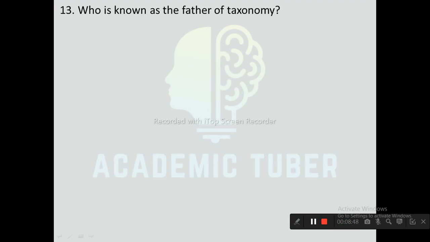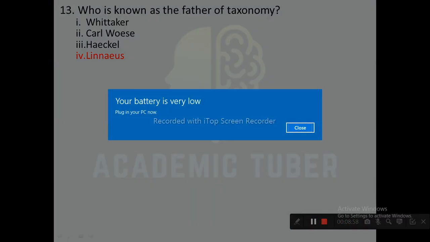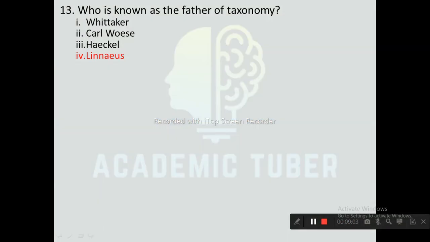Next one, who is known as the father of taxonomy? And the options are Whittaker, Carl Woese, Haeckel and Linnaeus. And the correct option is Linnaeus. So Carolus Linnaeus is known as the father of taxonomy.